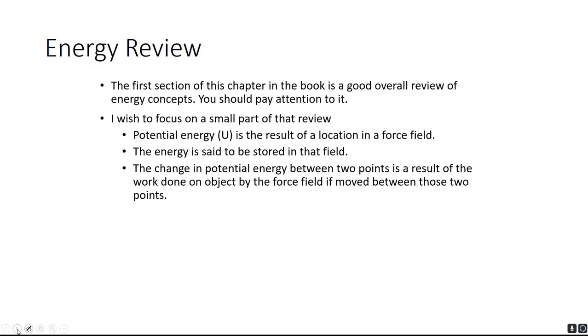The change in potential energy between 2 points is a result of the work done on the object by the force field if it moved between those 2 points. So we can write that out in a formulaic way for a constant force or an average force simply as F dot S. The reason we have a negative sign here is that if the field is the one doing the work, then there is a decrease in potential energy. If the work is being done by an external agent, there's an increase in potential energy. So we need the negative sign there to fix that relationship.